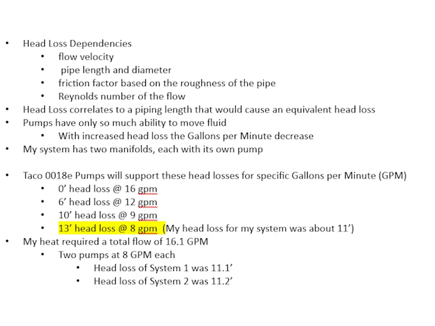0 feet of head loss will give you 16 gallons per minute out of each pump. Increasing the head loss to 6 feet results in a flow of 12 gallons per minute. 10 feet of head loss results in 9 gallons per minute, and 13 feet of head loss results in 8 gallons per minute. Remember, my head loss for my system was about 11. My heat required a total flow of 16.1 gallons per minute, so I went with two pumps at 8 gallons per minute each. Head loss system 1 was 11.1, head loss system 2 was 11.2. This met the specification for the pumps.